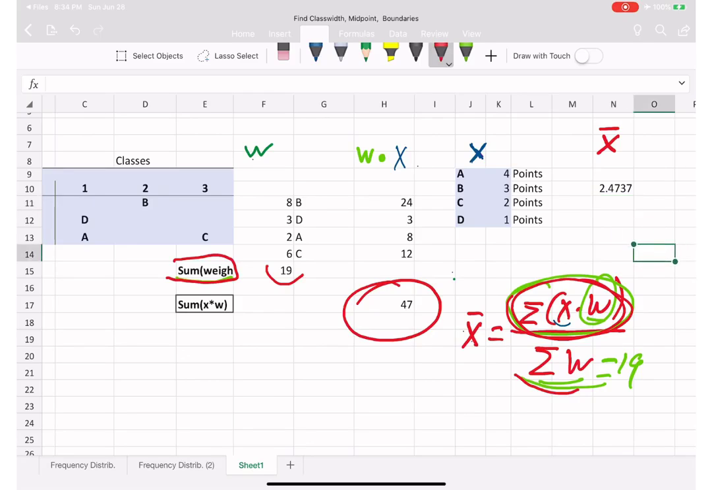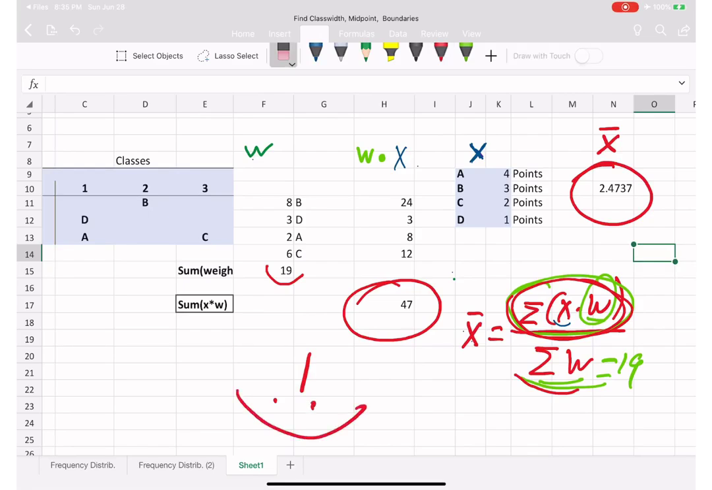2.47. This is going to be your answer. Okay, okie dokie. Let me clean this mess. And we are good.